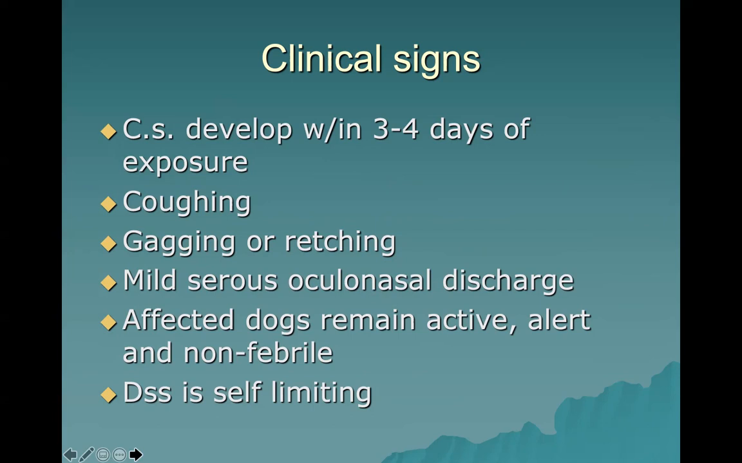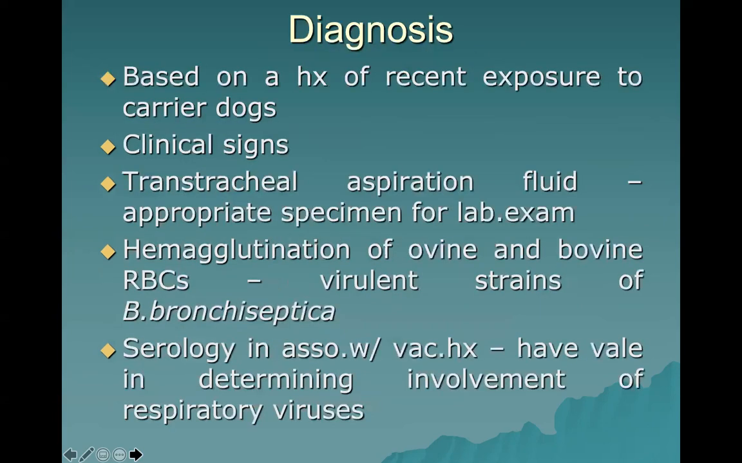But of course, when it is in combination with other pathogens that we mentioned, like mycoplasma, other viral agents, adenovirus, para-influenza, you need to give antibiotic treatment. How do we diagnose? Based on a history of recent exposure to carrier dogs, and based on the clinical signs: the gagging, the coughing, retching. Transtracheal aspiration fluid is an appropriate specimen for laboratory examination.